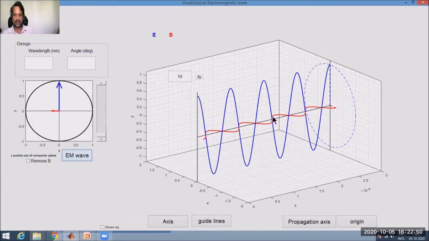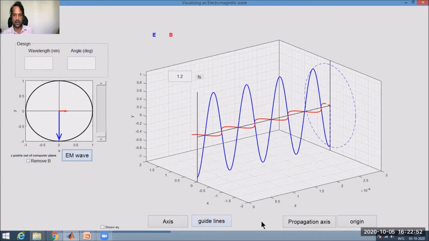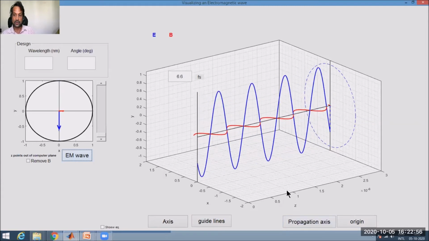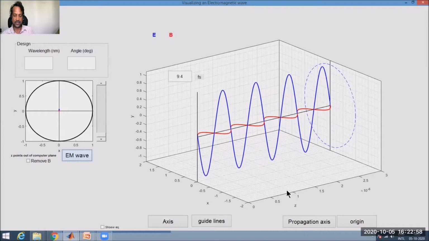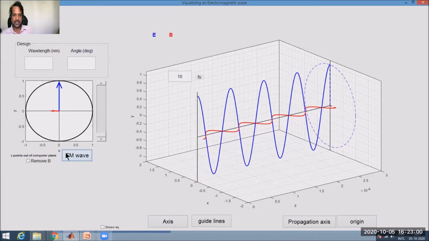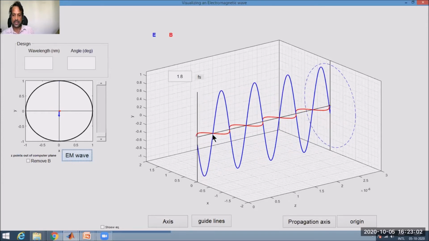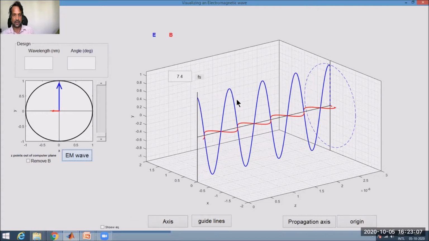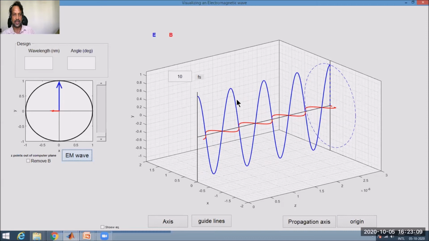So we can see that the electric field and magnetic field are oscillating perpendicular to each other, and they are also perpendicular to the direction of propagation. Another thing we can see is that the magnetic field is smaller compared to the electric field. In fact, the factor is very high, E by B is equal to c. Here, for the sake of visualization, I have put a small number, maybe about 20 or 25% of the electric field.